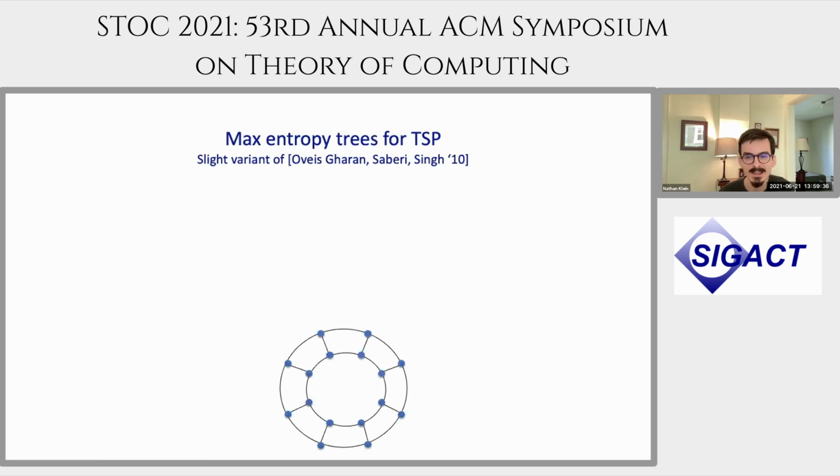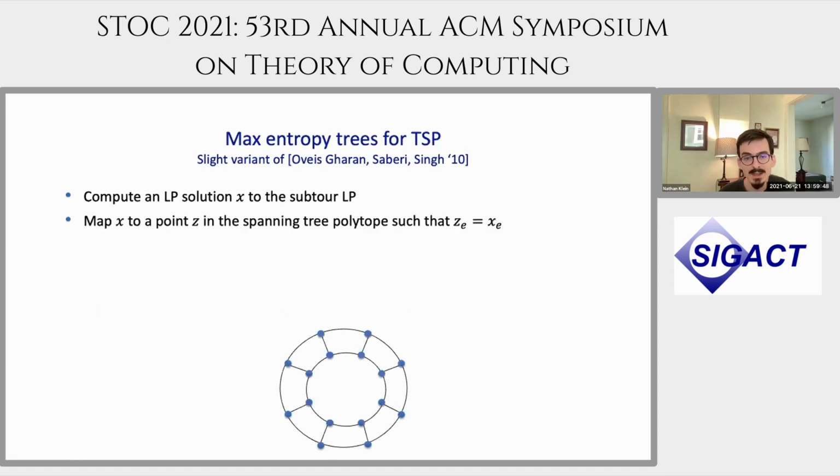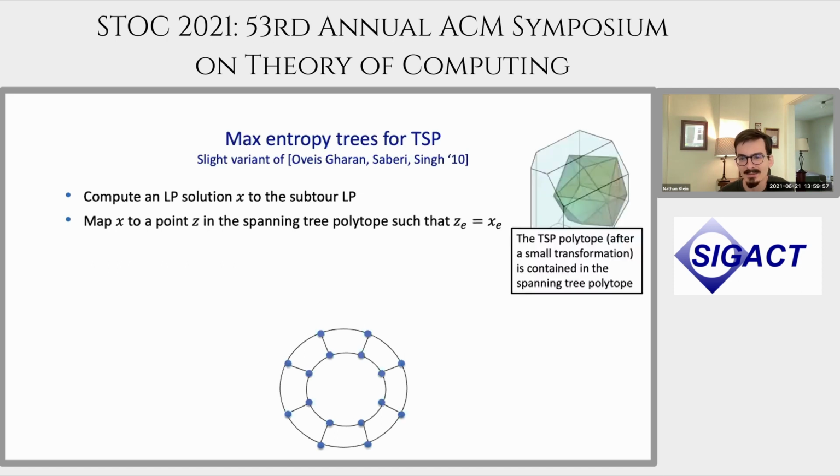So here's the algorithm we study, which is up to some small epsilon from a 2010 work by my co-author Oveis Gharan and Saberi and Singh. So first you compute an LP solution x to this subtour LP that I showed you. And then you find a point z in the spanning tree polytope such that z of e is equal to x of e for all edges. It's not hard to do. Basically, the idea is that after a small transformation, the TSP polytope is actually inside the spanning tree polytope. So given this point z, we find a lambda uniform distribution mu over spanning trees with marginal z. So a max entropy distribution. And as I mentioned on the last slide, we can do this in polynomial time.